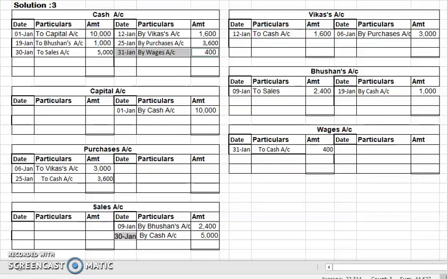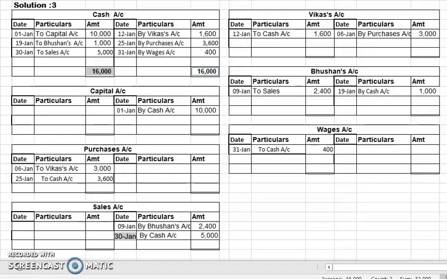Now after posting, we have to balance the ledger accounts. Now to balance the ledger accounts, see for example cash account, we have the entries written on the debit side and the entries on the credit side. We have to see which side is greater, the debit side or the credit side. So now here when you look at this cash account, you will see that the debit side balance is greater, that is 16,000. So we write 16,000 on both the sides.